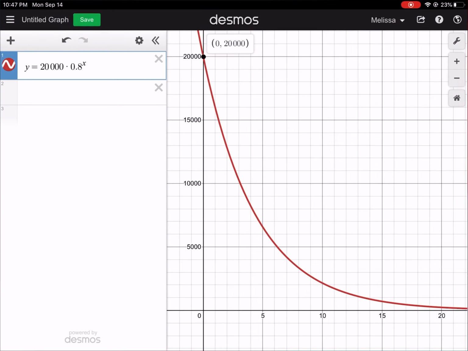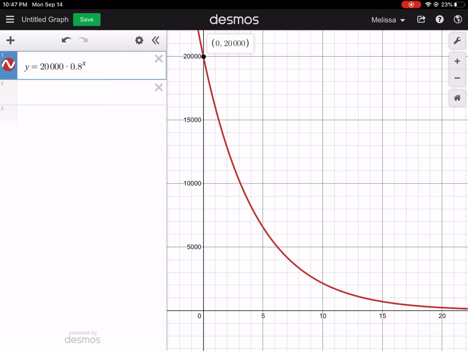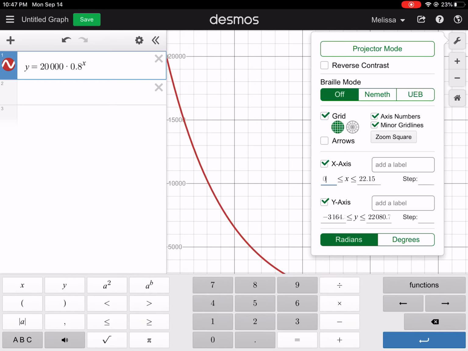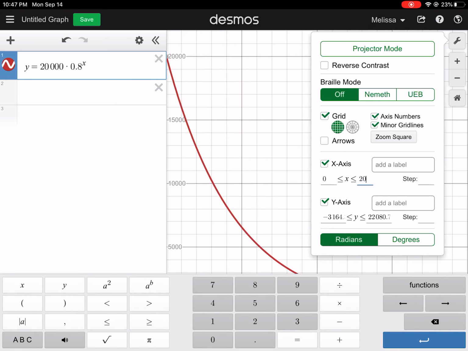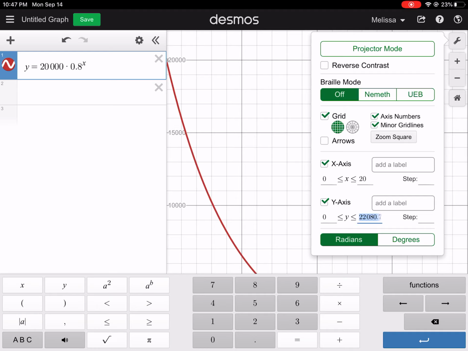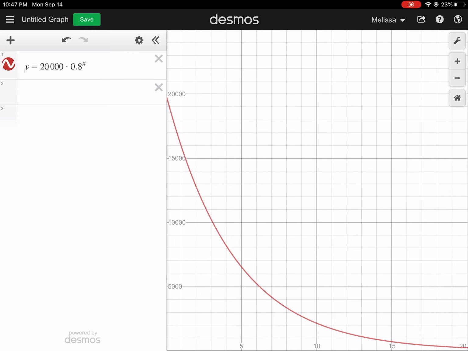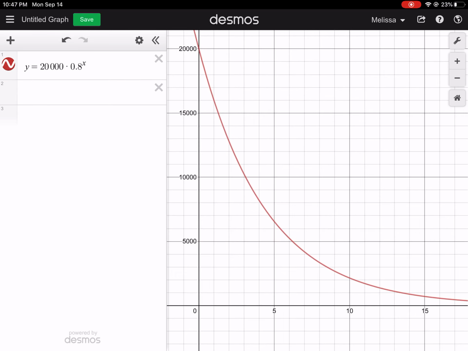If you want to, you can go to Desmos and graph it. Here it is. And I changed the window so we could see, here's the X axis, and I put it from 0 to 20, and I changed the Y axis from 0 to 25,000 because I like to see a little bit above. All right, so then when we look at it, it's like, oh, there's that graph, right?